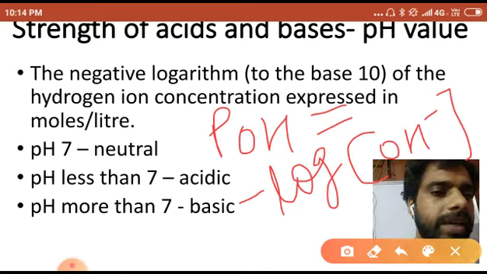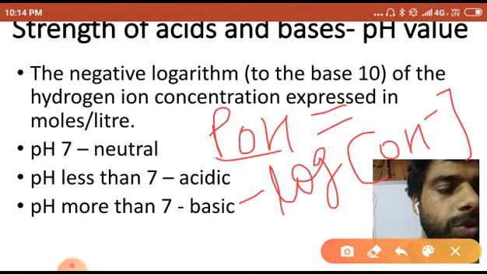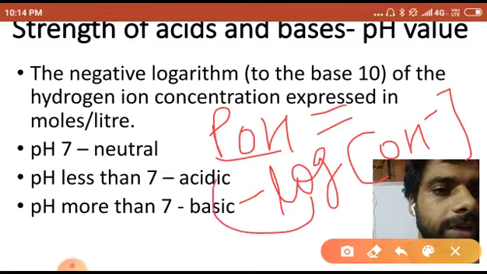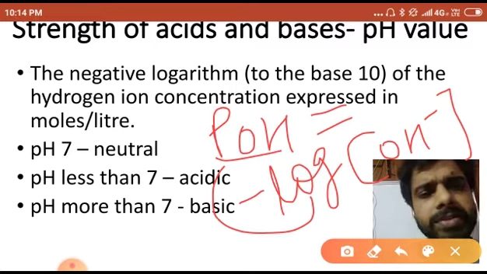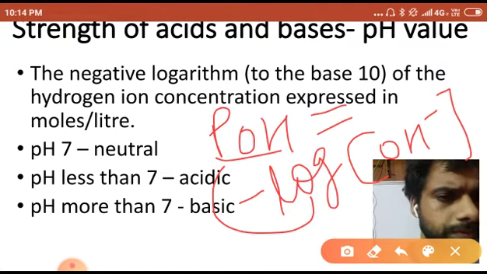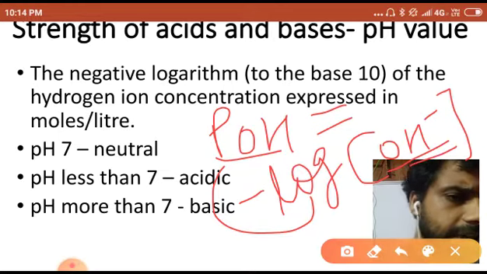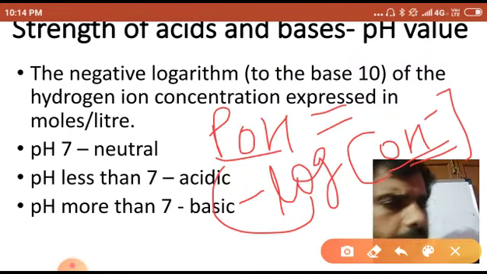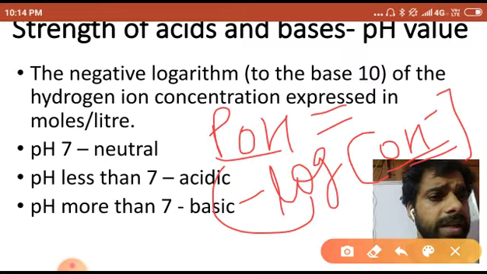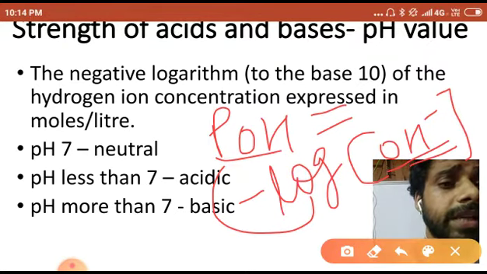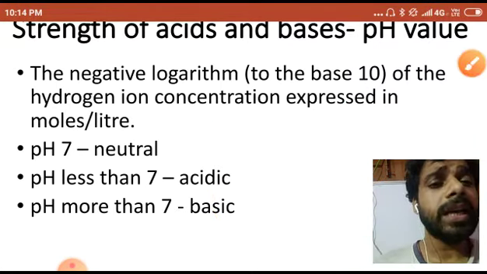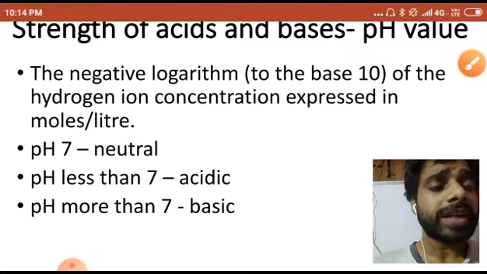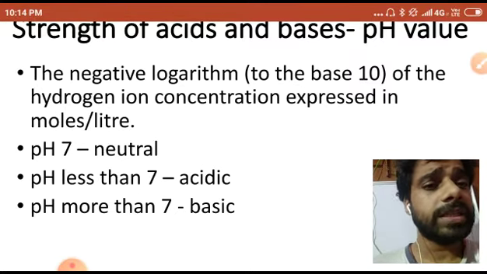If I am given pOH, then the log will go to the other side as an antilog, and you will know how it can be calculated. I will tell you later on. But we can calculate hydroxide and H plus from this method. If we calculate the hydrogen H plus ion concentration and the hydroxide ion concentration, then after calculating, we can simply tell what is the strength of this acid and base. So here is the definition part.